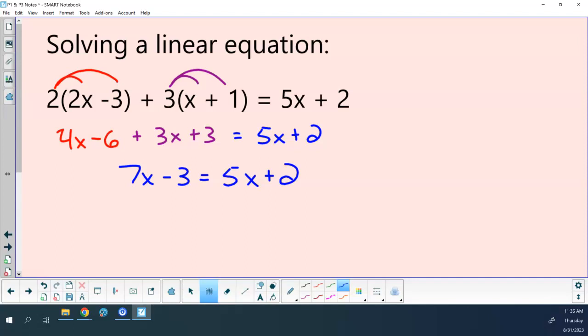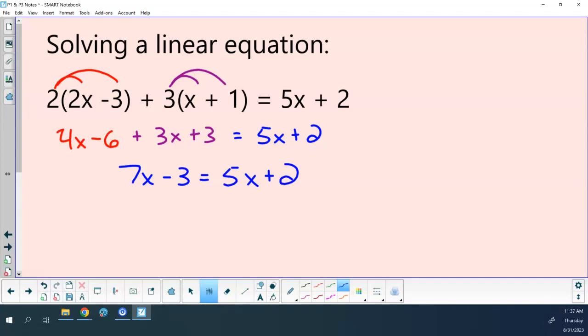What's my other option? We could add 3 to both sides. What's my other option? Add 7x to both sides. Do I want to add 7x to both sides? Why not? We could also subtract 7x from both sides. Okay? So we've got 4 options there, because it doesn't matter which side our x's end up on, or which side our numbers end up on.